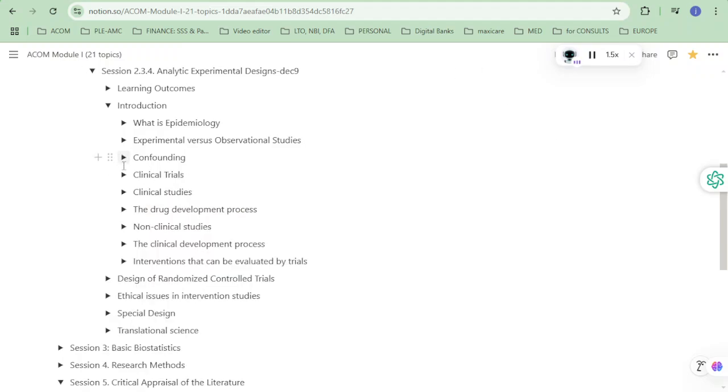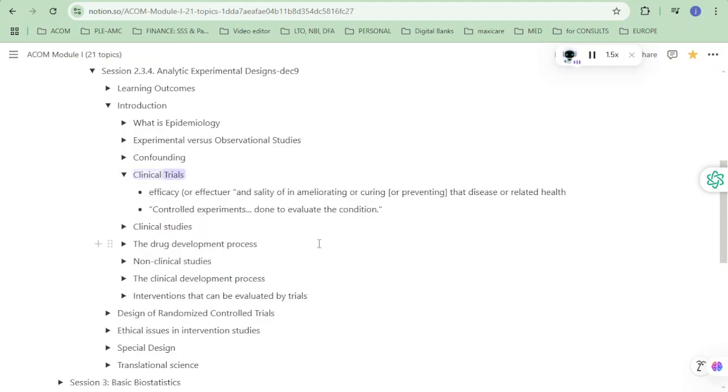Clinical trials. Efficacy, or effectiveness and safety, in ameliorating, curing, or preventing a disease or related health condition. Controlled experiments done to evaluate the condition.